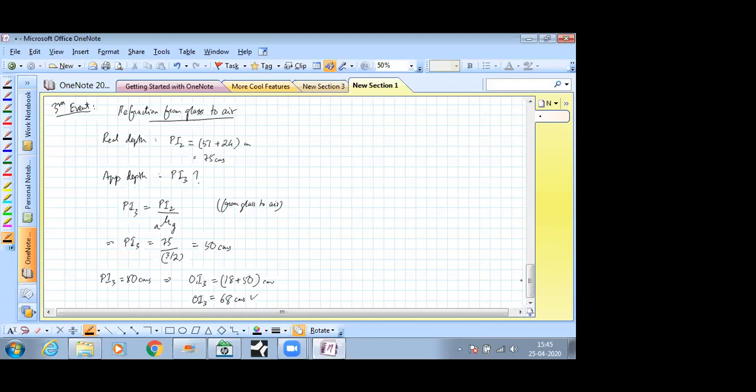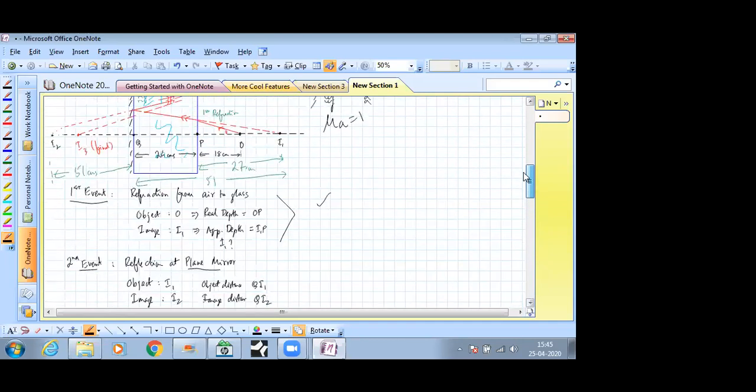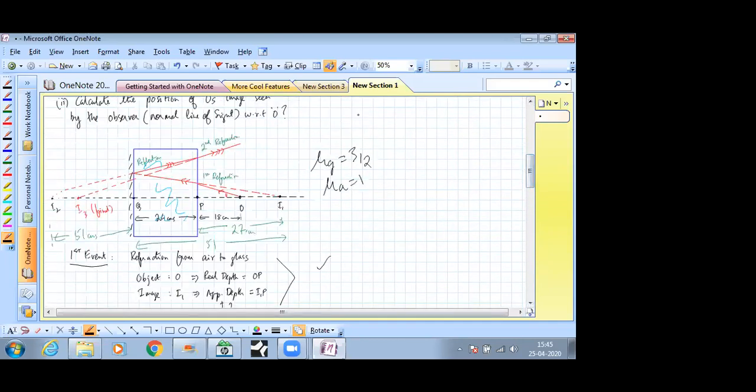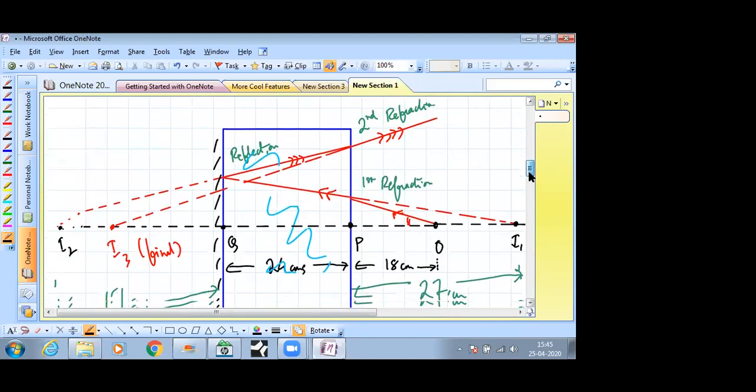Okay, so if you've taken down the equations, let me take you to the diagram. Let's understand this again. In the diagram, we have to just focus on this part, the second refraction that is happening over here. So for the second refraction, where is the incident ray actually coming from? This one, which is incident.